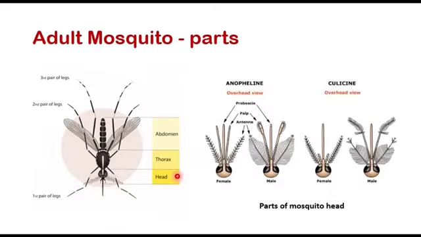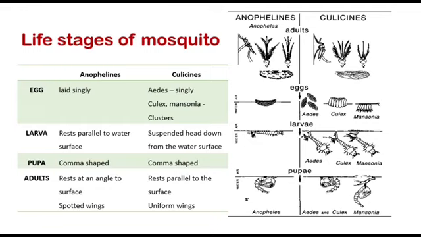Parts of the mosquito are head, thorax and abdomen with 3 pairs of legs. The parts of the mosquito head are proboscis, with which the mosquito sucks the blood. Then there is a pair of palpi on either side of the proboscis and then there is a pair of antennae. The life stages of the mosquito are egg, larva, pupa, and adult.